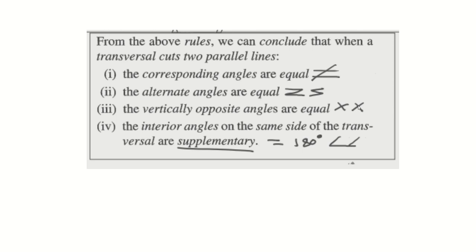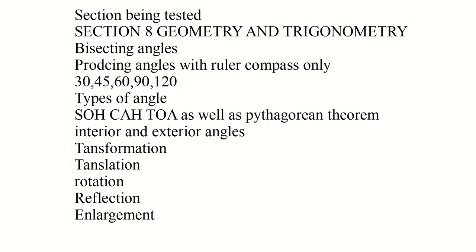Vertically opposite: if you have an X, the opposite angles, so this angle here and this angle here, would be equal because they are vertically opposite each other. Interior angles on the same side: if we have two parallel lines with a transversal, the two interior angles on the same side are supplementary, meaning they add up to 180 degrees. Also, a straight line is 180 degrees and a whole revolution is 360, those types of things, which is knowledge base that you should know. The next thing that we have to do is Pythagoras theorem and SOHCAHTOA.